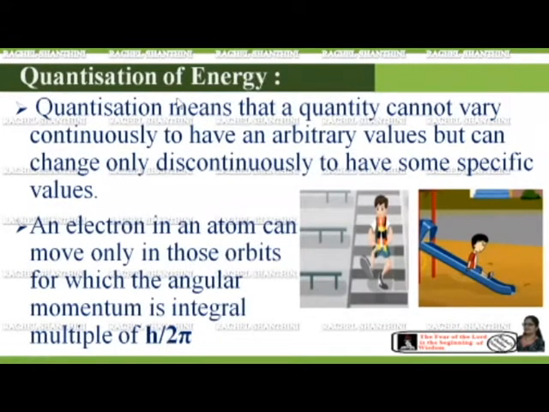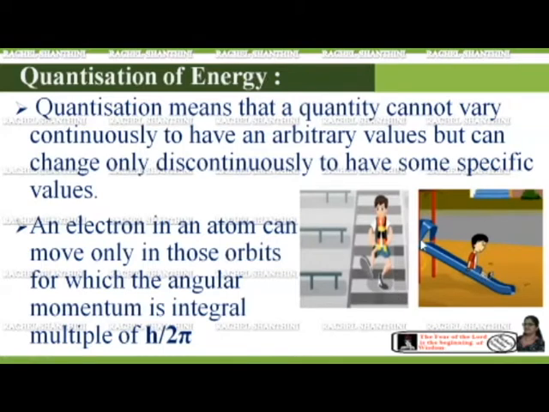Quantization of energy. Quantization means that a quantity cannot vary continuously to have arbitrary values but can change only discontinuously to have some specific values. For example, consider a boy moving down a staircase. The energy of this boy changes discontinuously, and he can have only certain definite values of energy corresponding to the energies of various steps. The energy of the boy in this case is quantized.